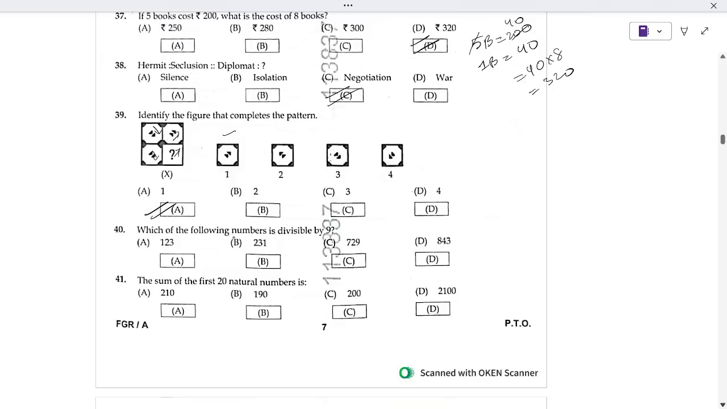Which of the following number is divisible by 9? So see the options. Which number is divisible by 9? C is the answer, because 9 cube is 729. So 729 is divisible by 9.